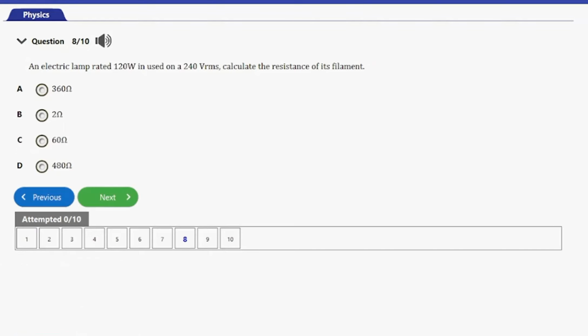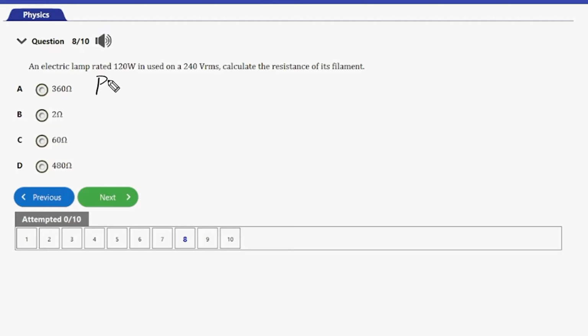It says, an electric lamp rated 120 watts is used in a 240 volts root mean square. So calculate the resistance of its filaments. So guys, what we are just going to do here is to actually recall that, first of all, we have to place some equations here.